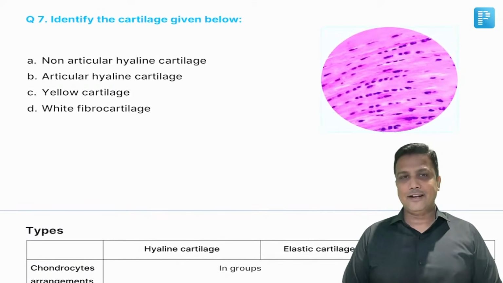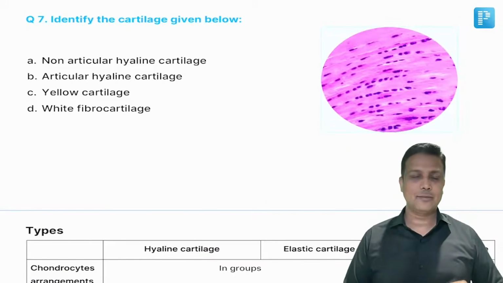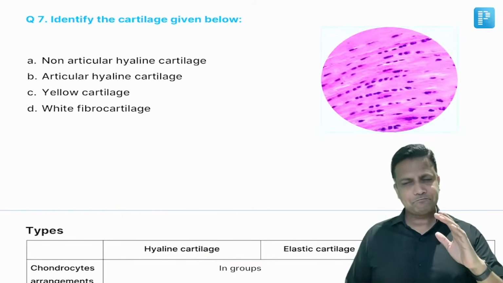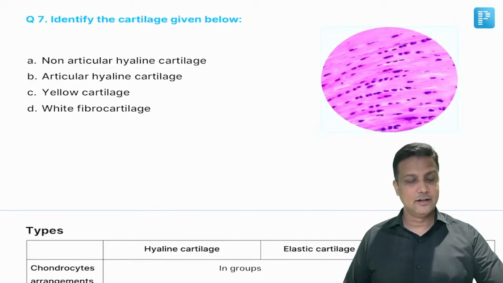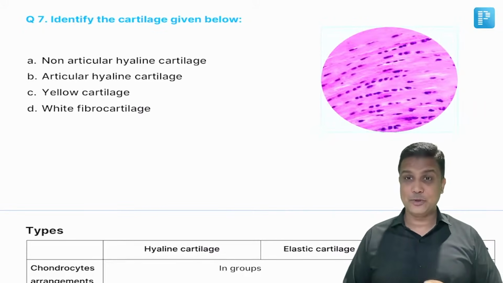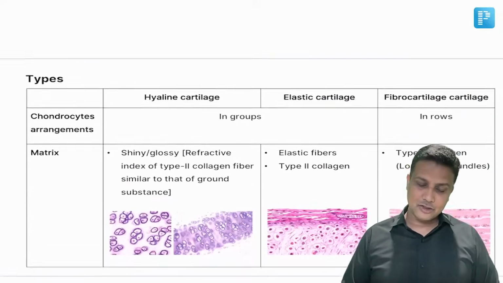Now identify the cartilage given below. Now, my dear friends, in your exams there will be one question from histology in your INI-CET exam. And in histology, most of the time what we have observed, whether it is NEET PG or INI-CET, there will always be a question from epithelium or cartilage. At least you should know this one for sure. So now let me clarify regarding the cartilage here.